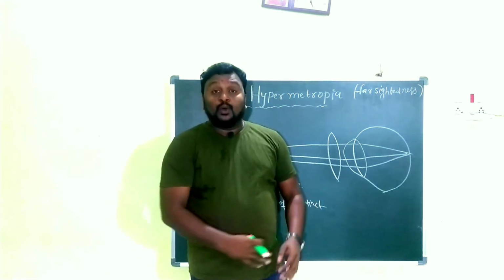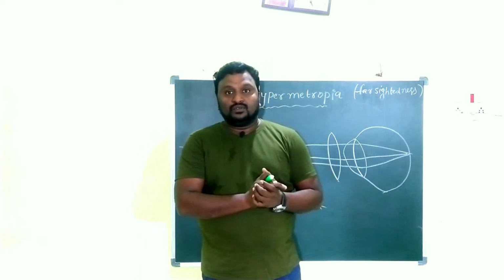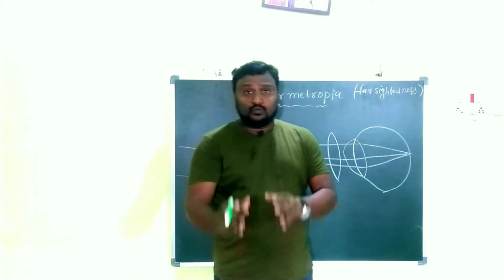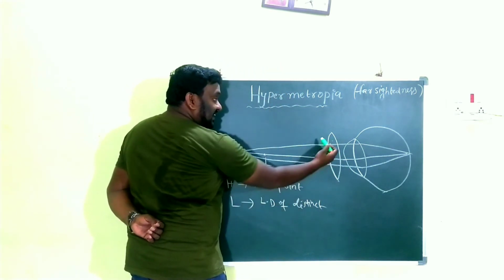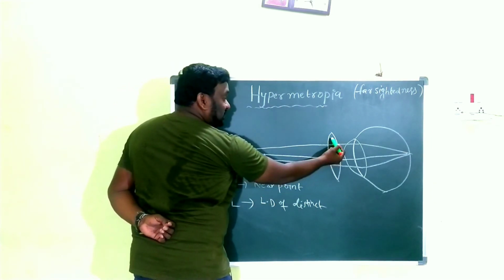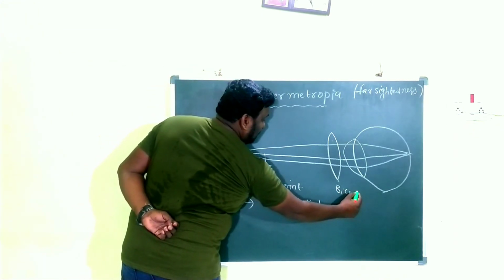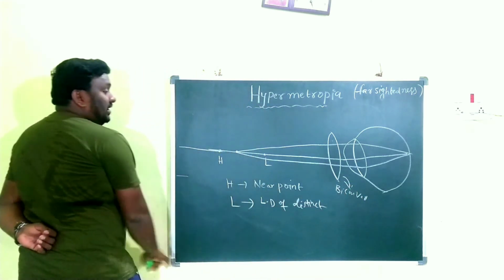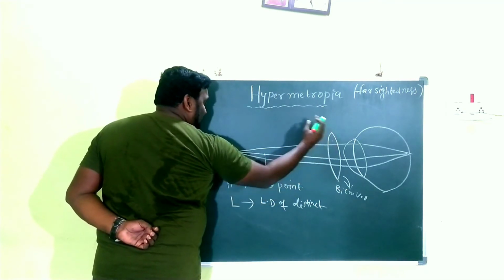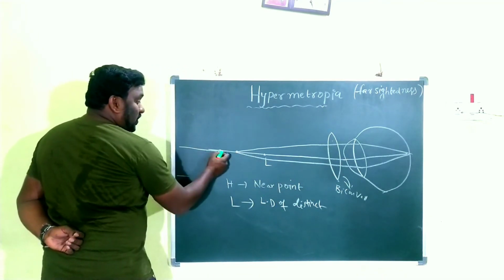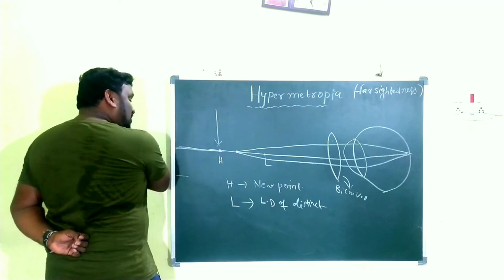Clear? And now here, what's happening when we are using a convex lens? Let's discuss that. When we are using the convex lens, it forms the image beyond H. When we are using the biconvex lens, or double convex lens, it forms the image beyond H, or at the near point. That should be at this point or beyond H.